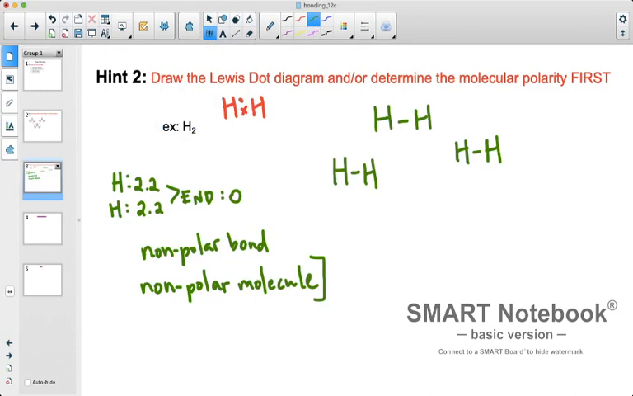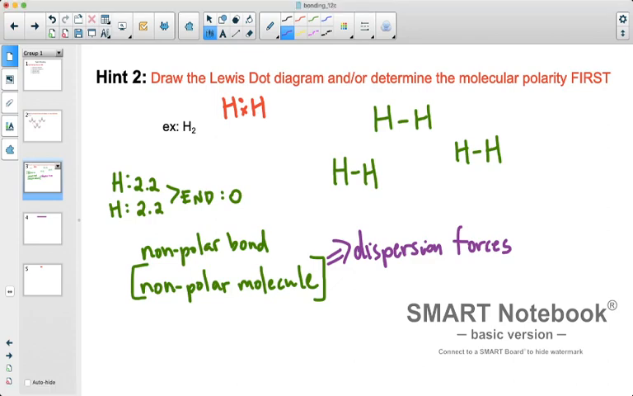By knowing the polarity of H2, that right away leads me to dispersion forces. Dispersion forces are the only type of intermolecular force that actually deals with nonpolar molecules. So it was helpful to know the molecular polarity of H2.